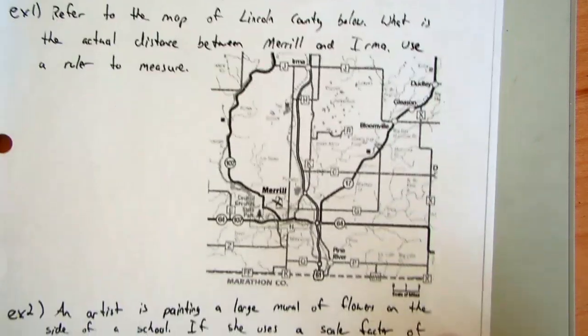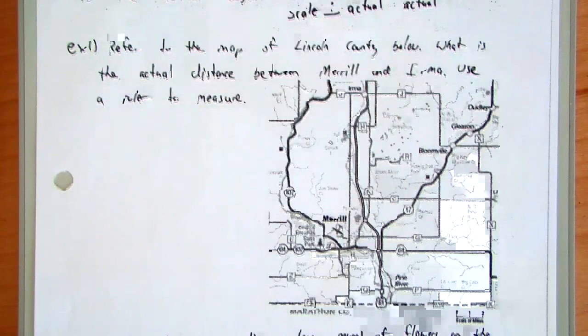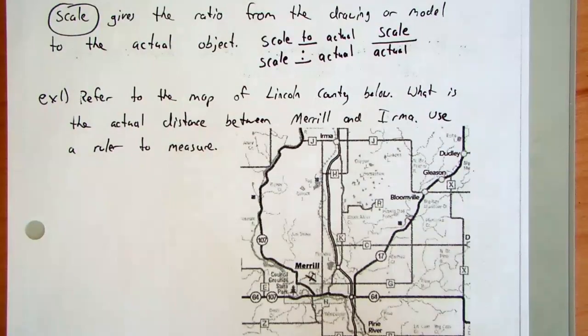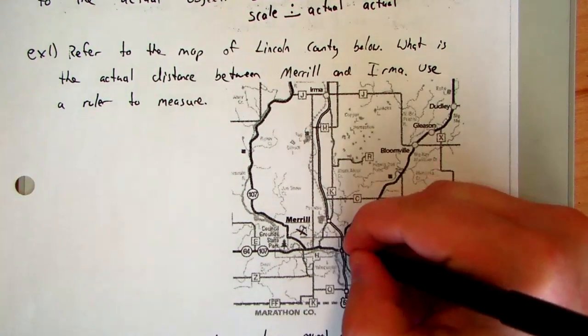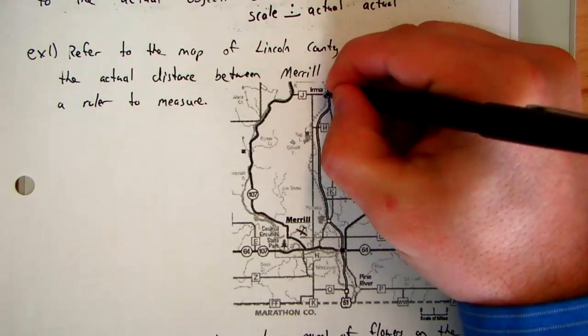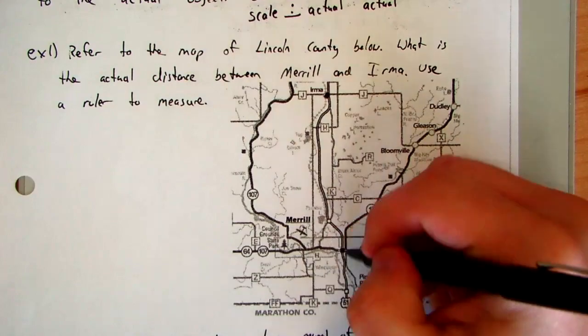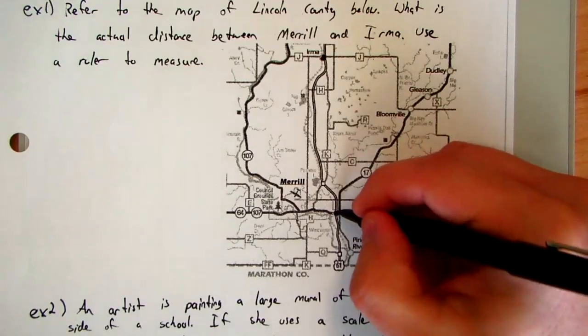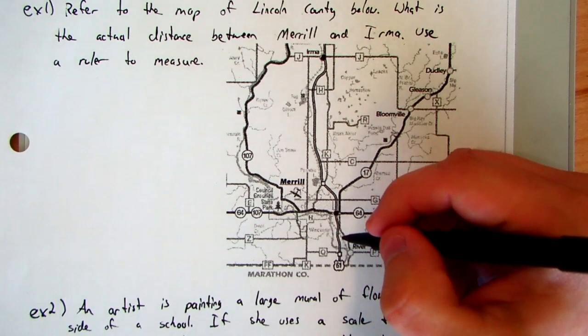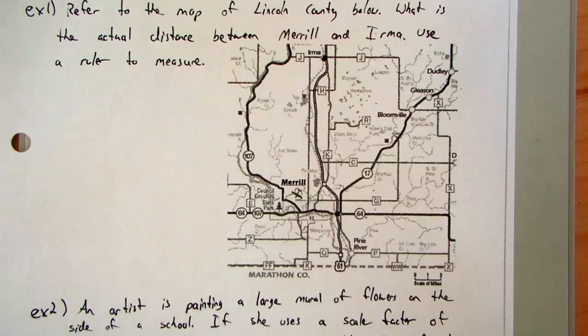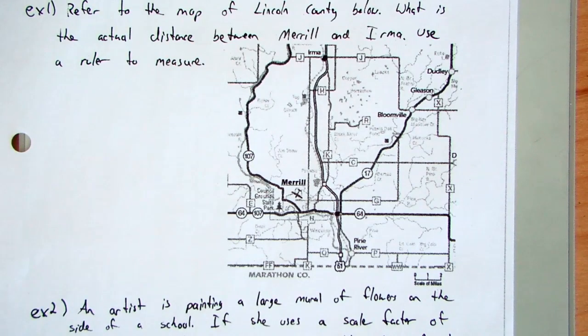So, for example here, example 1, it says find the distance on a map. So this is Lincoln County here. And it says find the distance below between Merrill, which is right here, and Irma, which is right here. Merrill specifically is located right on this point. Now, it says to use a ruler to measure. So what we're going to do is use a ruler to figure out how far these objects are away from each other.